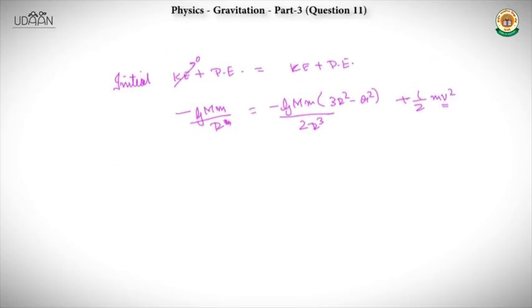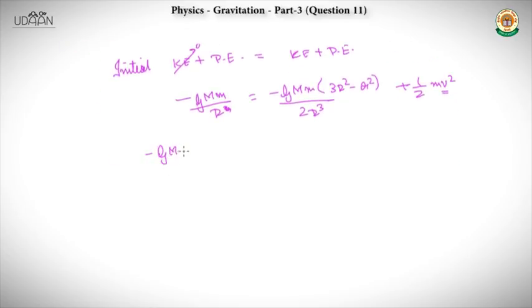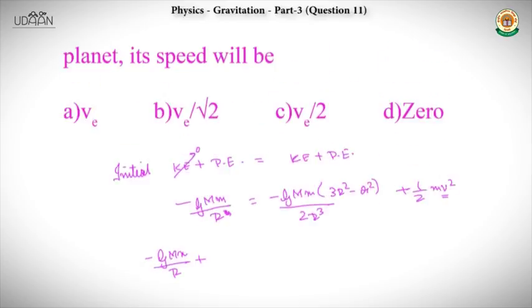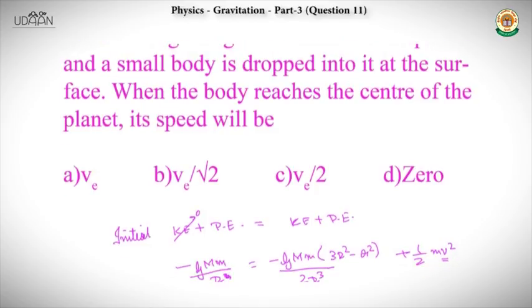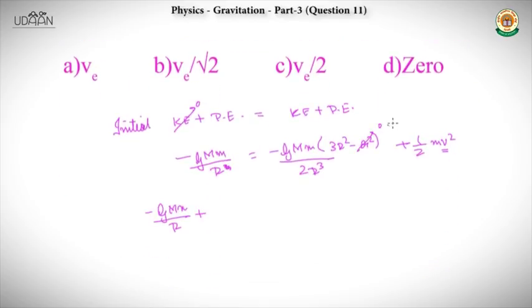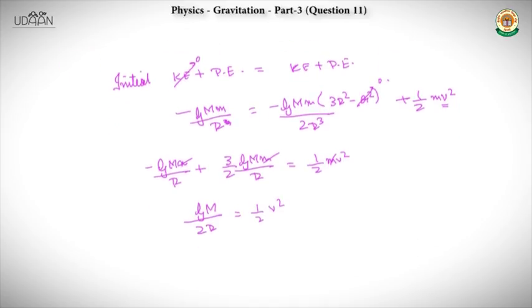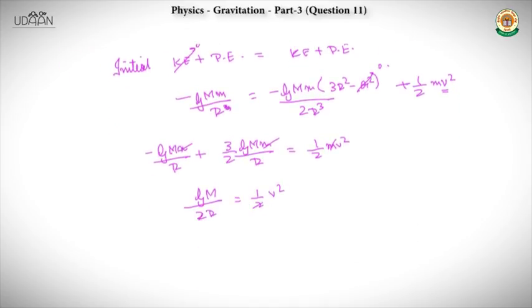Now I'll simplify it. Minus GM upon r, plus this r is 0 over here because they've asked us at the center of the planet, so this would be equal to 0 because the radius would be 0. Plus 3 upon 2 GM upon r is equal to half mv square. So m would get cancelled off and this would come out to be GM upon 2r equal to half v square, where v is the final velocity, so 2 would also cancel off. Now we have found the velocity in terms of GM upon r.